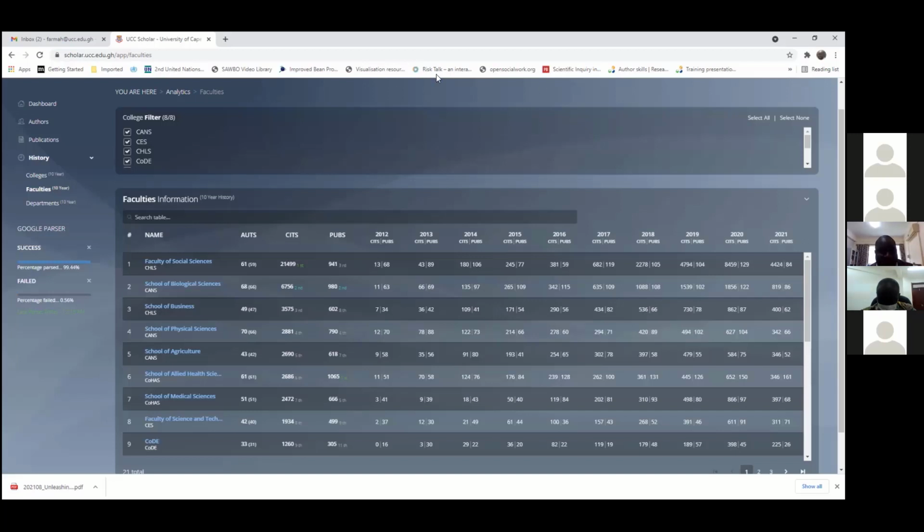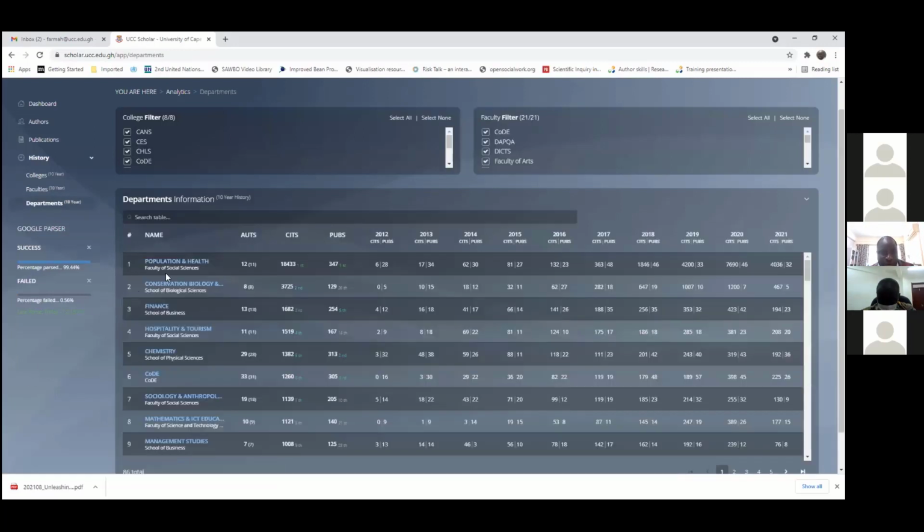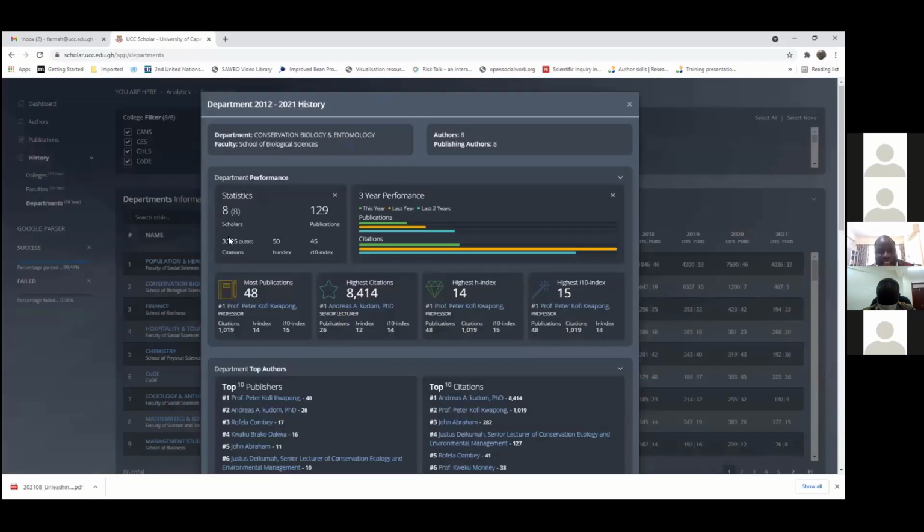So there are several benefits when it comes to bibliometric analysis. And this we see. You can also drill down to specific departments. If we were to go to, let's say, Department of Conservation Biology and Entomology, it tells us that there are 8 people in that department, and cumulatively, they have 129 publications.